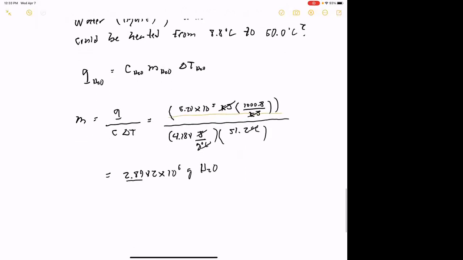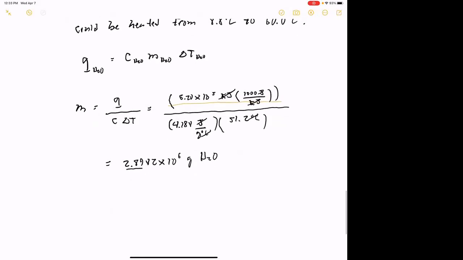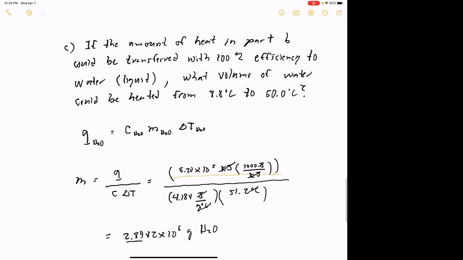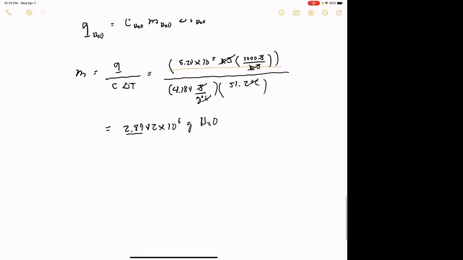So now we can go ahead and convert that back to liters. Because I think that's what it asked for: what volume of water. So we really want to take this back to a volume. Okay, so now what am I going to do? I'm going to take my 2.8942 times 10 to the 6 grams of H2O. Oh, and I need a density now because I need to get between mass and volume. And generally speaking, the density of water we'll take as 1 gram per milliliter.